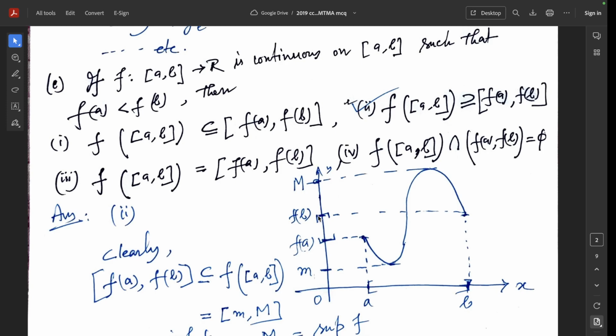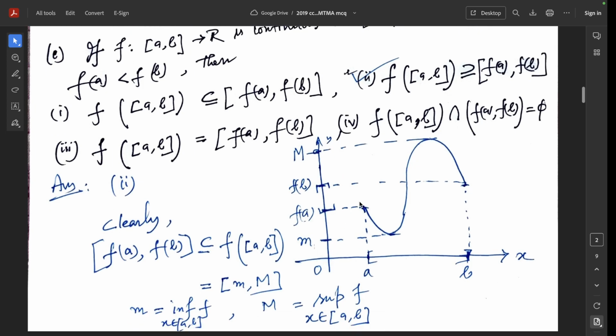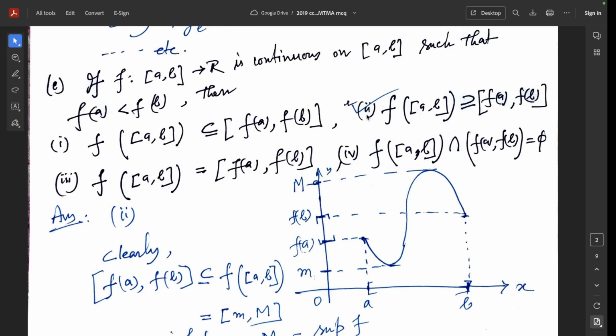So actually the closed interval from f(a) to f(b) is a subset of f of the closed interval [a, b]. Actually, f of the closed interval [a, b] means the closed interval from small m to capital M. So obviously the interval [f(a), f(b)] is a subset of this interval. So the correct answer is 2.